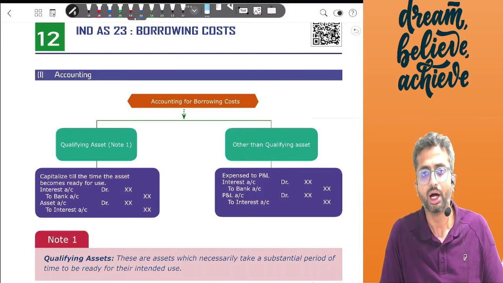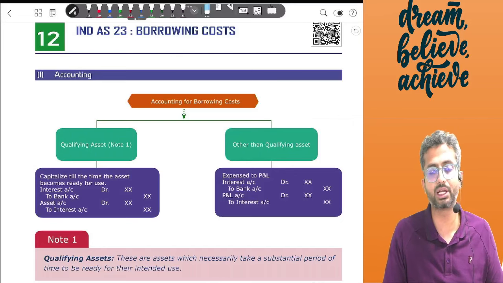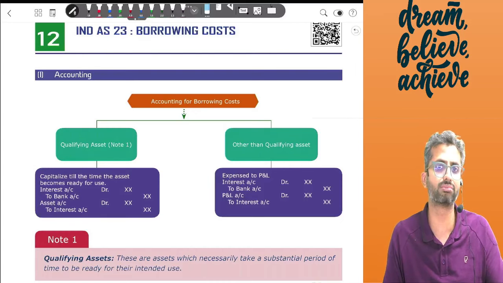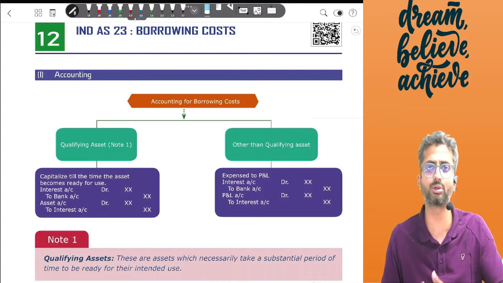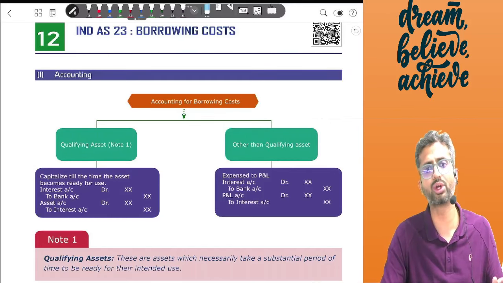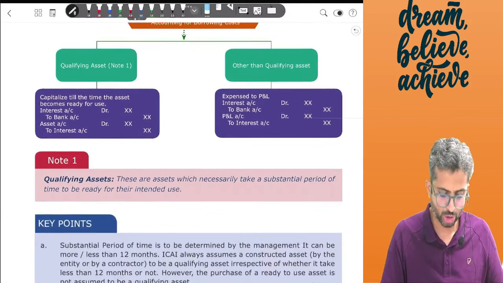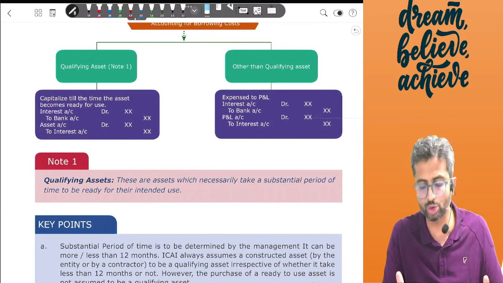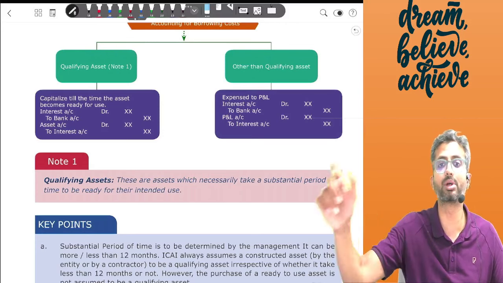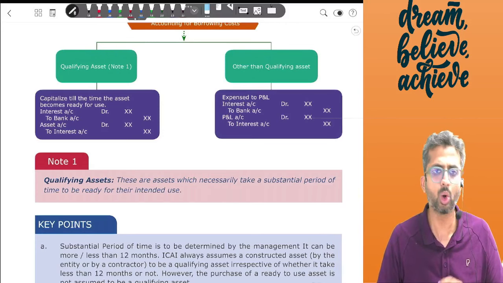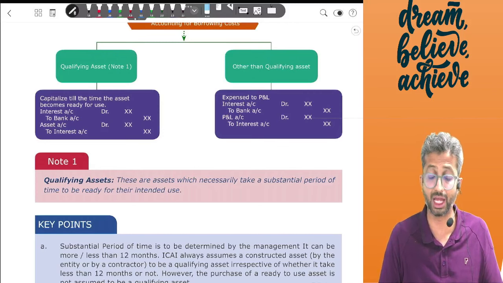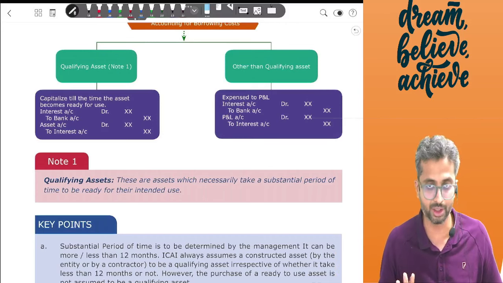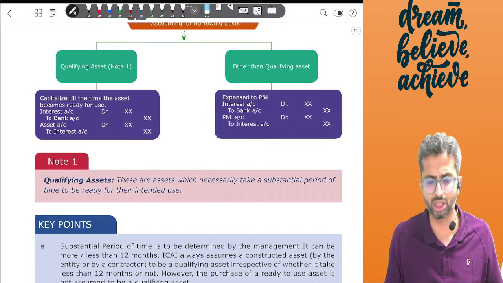Now, if let us say there is an asset which is taking 3 months, or an asset which is taking 6 months, how do you figure out whether it is a qualifying asset or not? So the standard says qualifying assets are those assets which normally, that is ordinarily, that is usually, take a substantial period of time to be ready for their intended use. Now, how do you define a substantial period of time? Well, usually substantial period of time is defined to be 12 months from a student reference perspective, unless a question tells you otherwise.